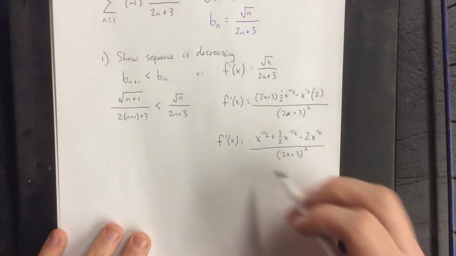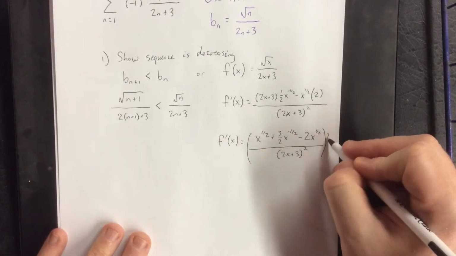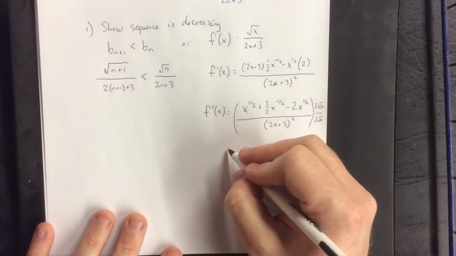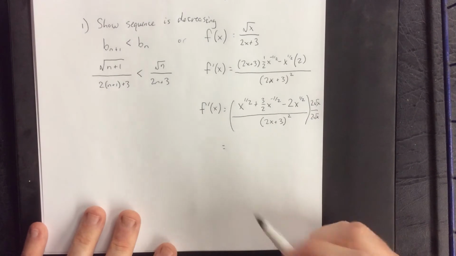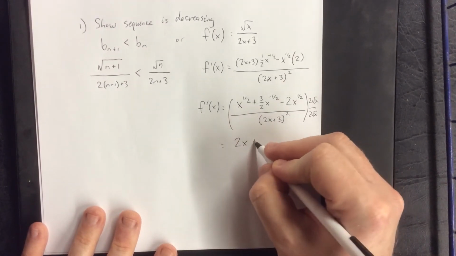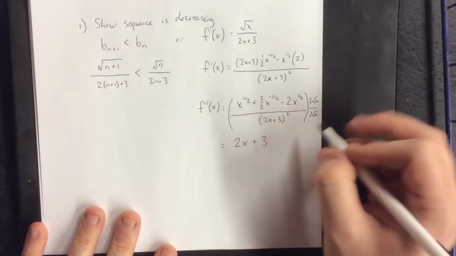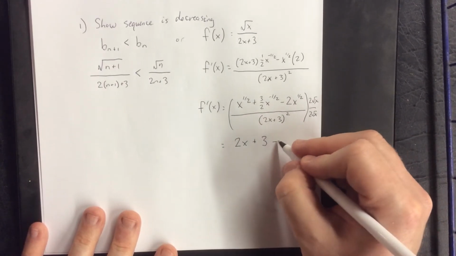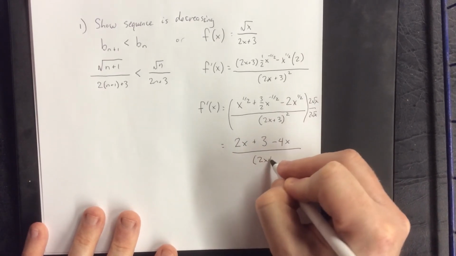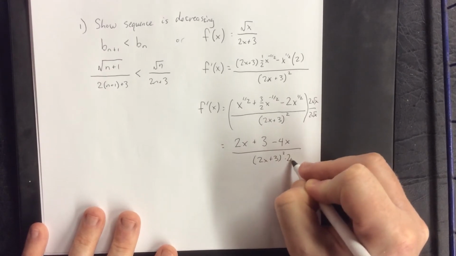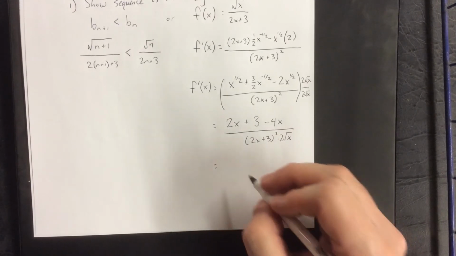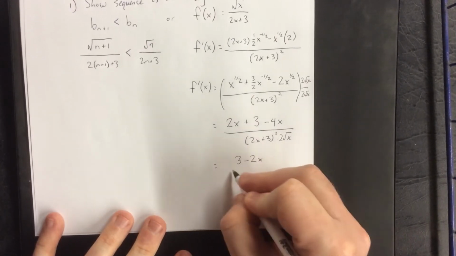To clear out the fractions that we have in the numerator, I'm going to multiply top and bottom by 2 square roots of x. And maybe that numerator will be a little bit nicer to work with. So 2 square roots of x times the square root of x will be 2x plus, that'll wind up being 3, and then this will wind up being minus 4x all over 2x plus 3 quantity squared times 2 square roots of x. Now that numerator is going to wind up being 3 minus 2x.